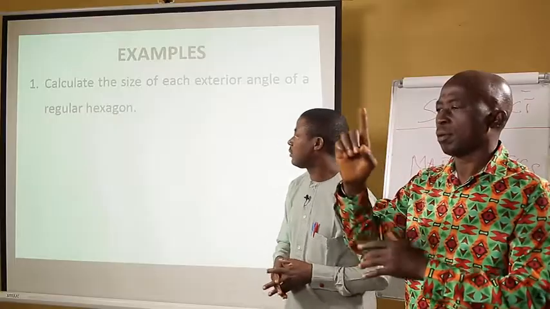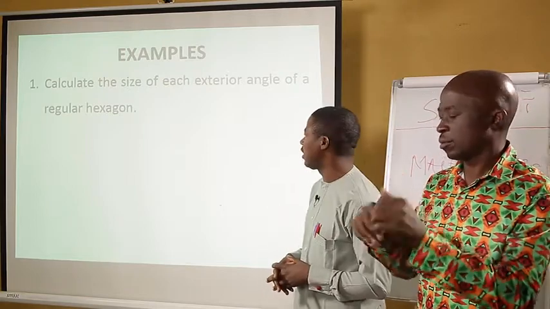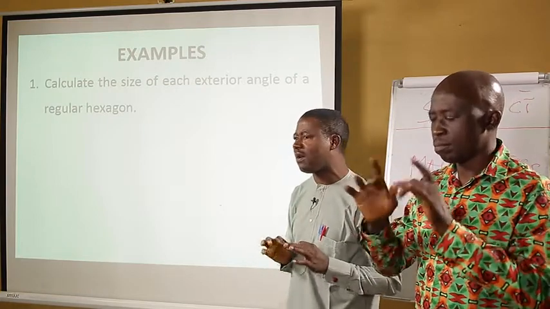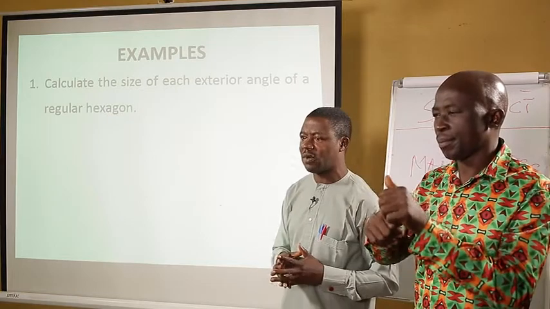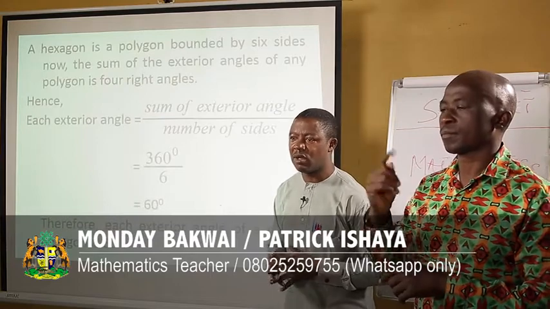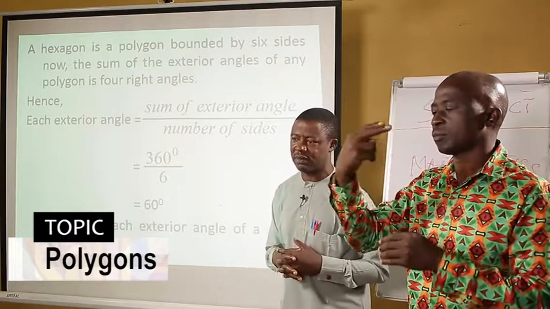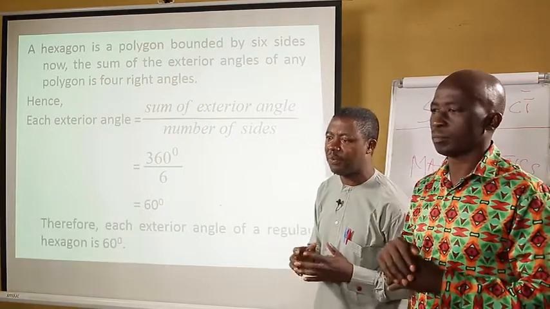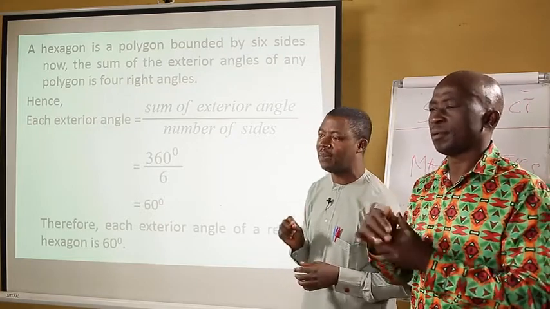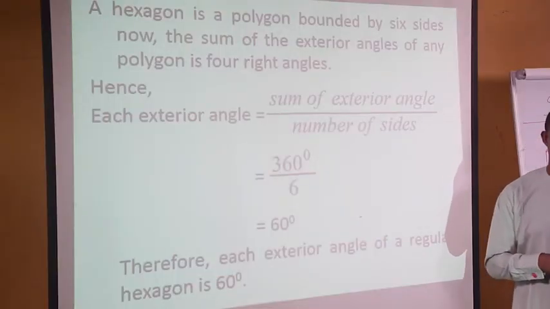Example 1. Calculate the size of each exterior angle of a regular hexagon. Solution. The first thing that will come to our mind is to determine what a hexagon is. A hexagon, by our previous definition, is any figure bounded by 6 sides.